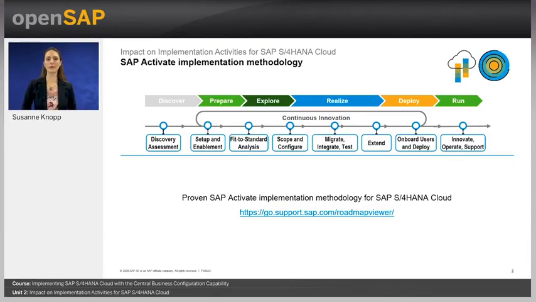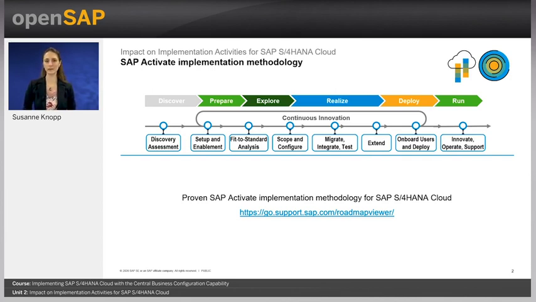Some of you might already know the SAP Activate methodology. It is a proven methodology to implement S/4HANA Cloud. It guides project teams through the different implementation phases. The phases known in SAP Activate are Discover, Prepare, Explore, Realize, Deploy and Run.